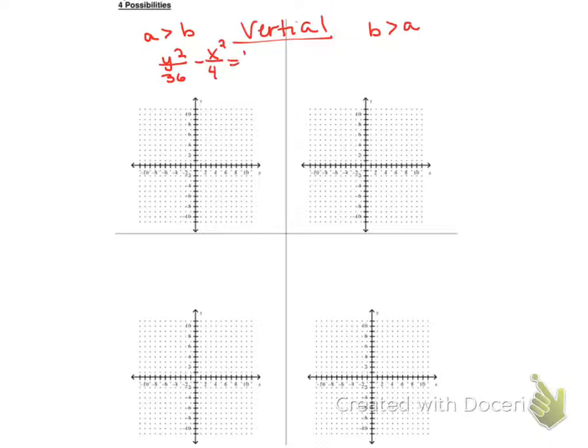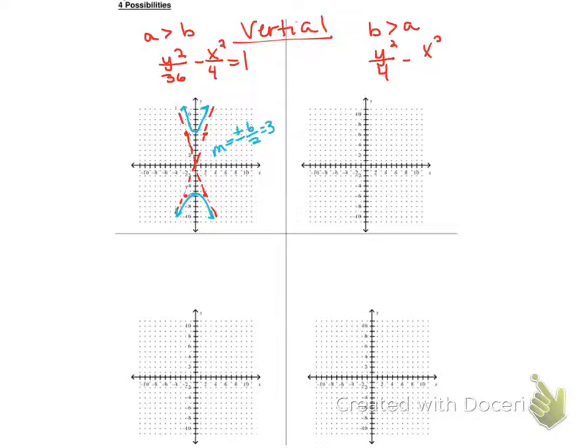In this case, it's a vertical because y is first. If I draw the asymptotes, and these are just quick sketches, and you can pause it in a minute, but I just want to show you the options. See how that's a tall and skinny hyperbola that's vertical. However, let's have that same equation, but switch the 4 and the 36.